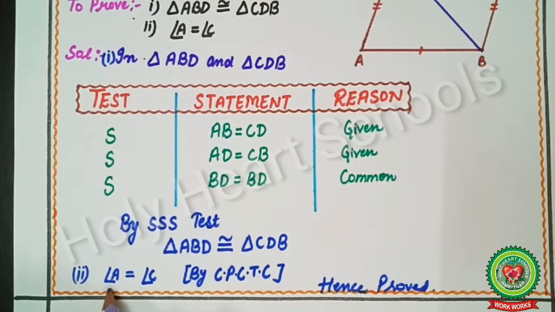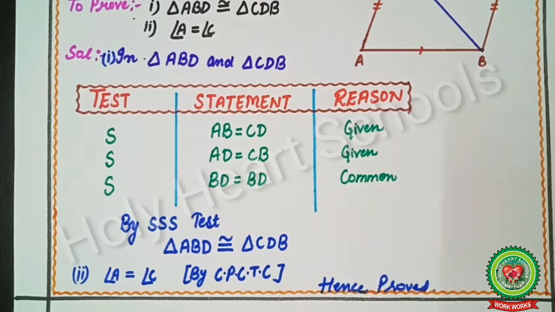So we will write here angle A is equal to angle C by CPCTC, which means angle A and angle C are equal. Why? Because corresponding parts of congruent triangles are also congruent, right? So these angles will be equal to each other, right? Because we have proved that these two triangles are congruent, so their corresponding parts will also be congruent to each other. Also, they will be equal, right? So at last we will write here, hence proved.